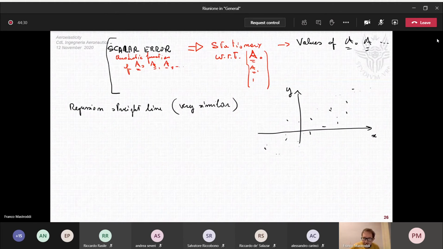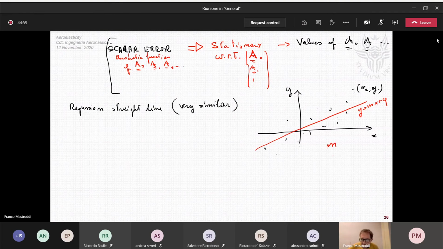You have a couple of data points: x1, y1, x2, and so on. And you want to determine the best straight line, in the minimum error sense, interpolating this data, like y equal to mx plus q. You want to determine this m and this q exactly in the same way we are determining our matrices A0, A1, and so on.